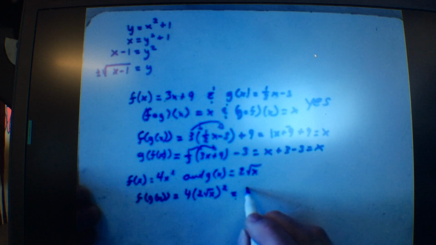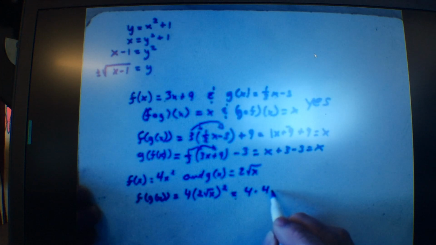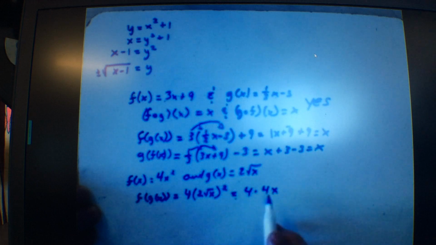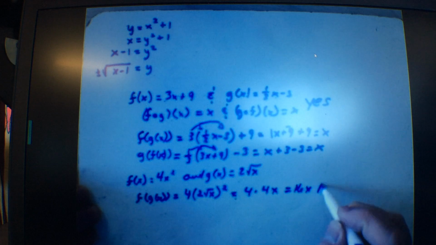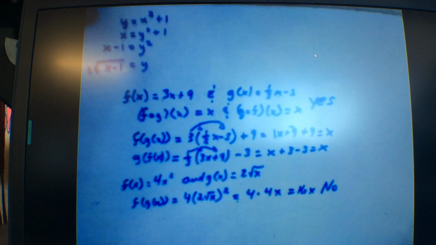When I square this, I get 4 times 2 squared is 4x, right? 2 times 2 is 4, and the square root of x times square root of x is x. That is 16x. Did I get x? No. I can stop right there, because both have to be x. Harper, you get that? Yeah. Okay. So don't continue on if the first one doesn't equal x. All right? Okay. Any questions about that?